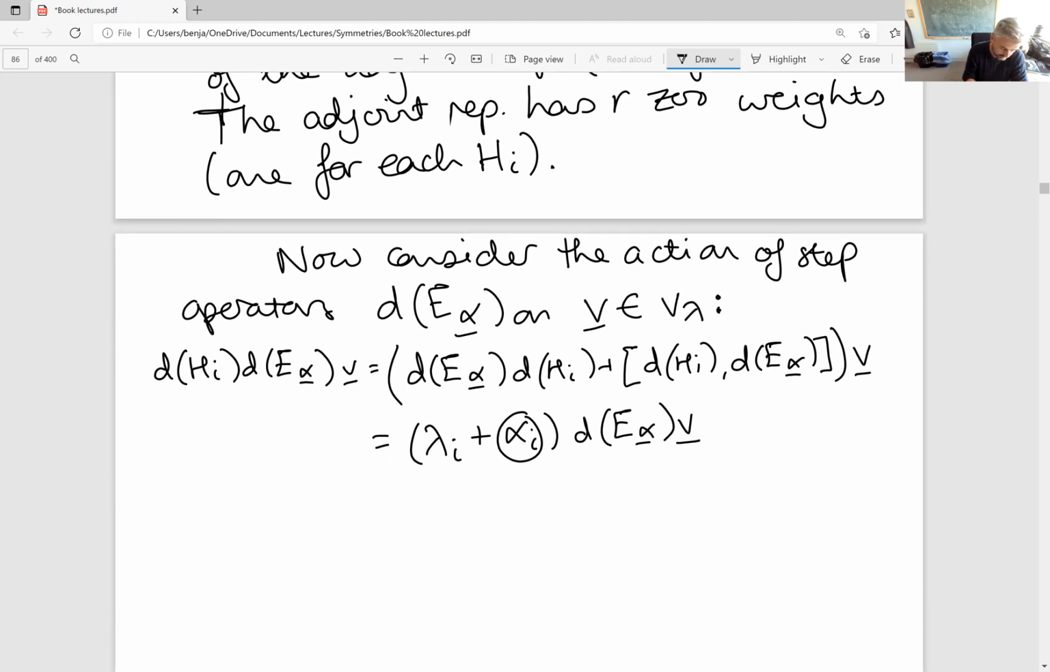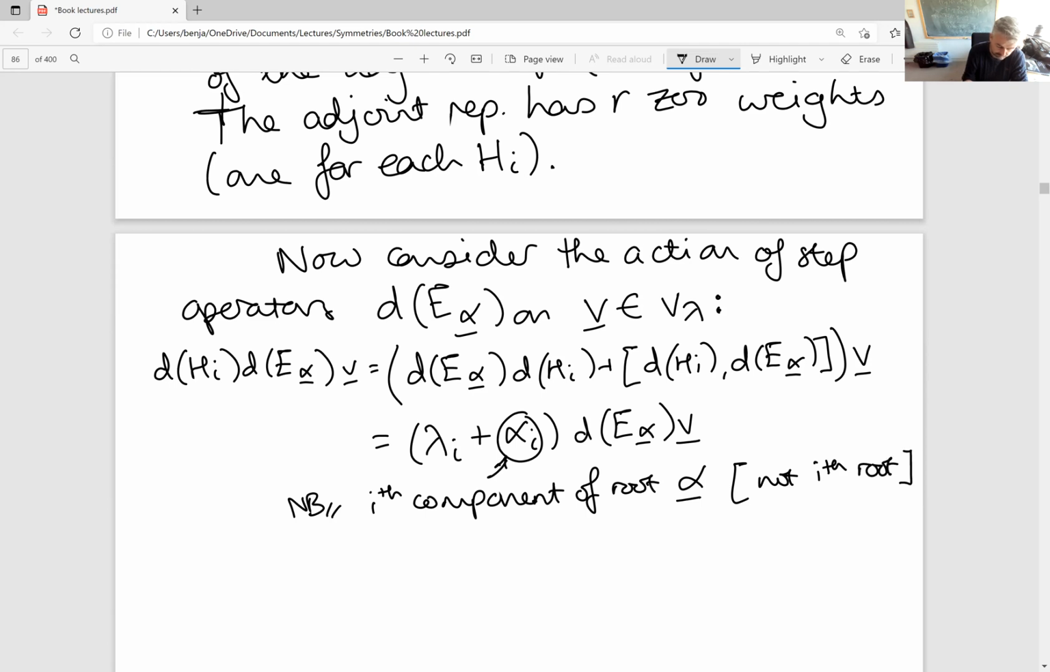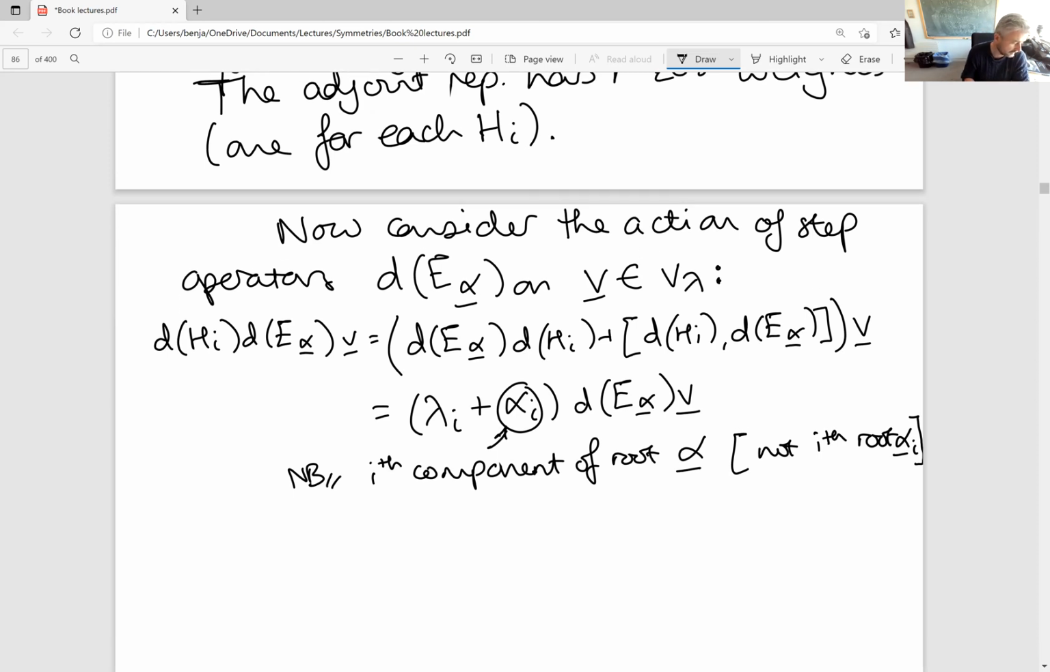Now, note that this thing is different. This is the ith component of the root alpha, not the ith root, which we discriminate between with the vector: the ith root is the vector alpha_i. Without the vector underneath, it's just the ith component of this one particular root.